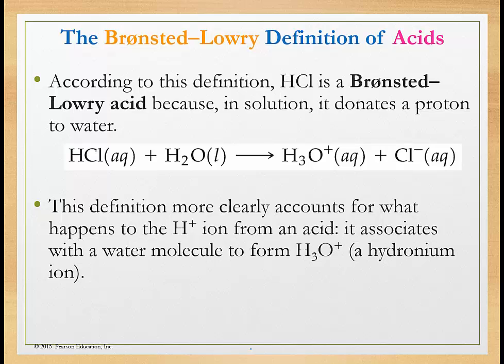Now, according to the Bronsted-Lowry definition, hydrochloric acid is a Bronsted-Lowry acid because when we put it in solution, it donates a proton. So HCl plus H2O yields a hydronium ion, so the H+ from this bonds to the water, and then it leaves us with a chloride ion. Now, this definition, as you can see, more clearly accounts for what's happening to the proton from an acid. It's not just being produced in water and floating around, it's showing that association with the water molecule, which we said it always does. It forms that hydronium. So the Bronsted-Lowry definition relies more heavily on using hydronium rather than just H+.